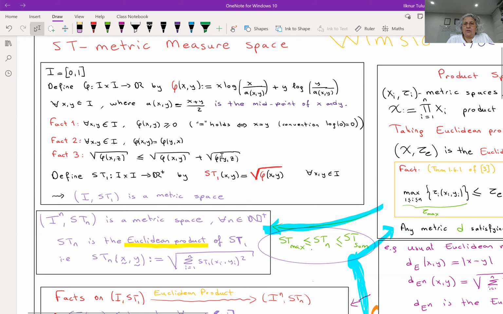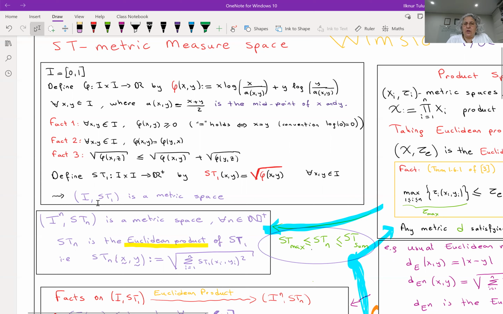This one is the triangle inequality of the metric spaces, and this is not so obvious, and it has been proven by Adres and Schindler in 2003. Now define ST1 on the unit square by taking the square root of phi. By these facts, ST1 is a metric. It is a metric space.